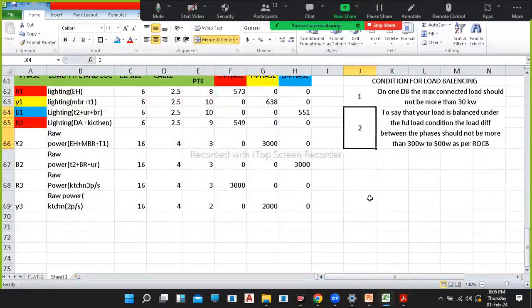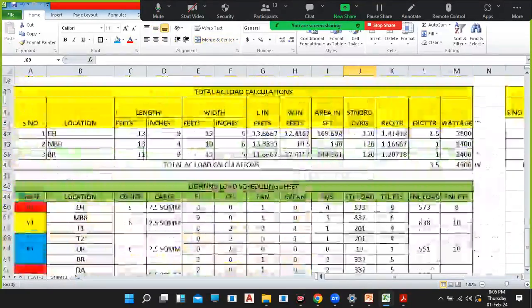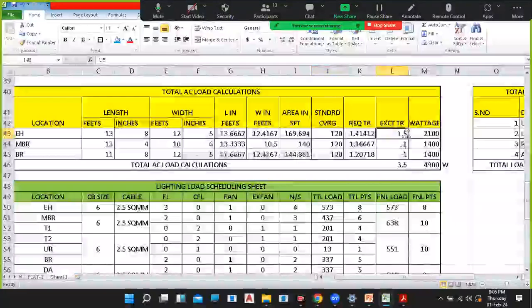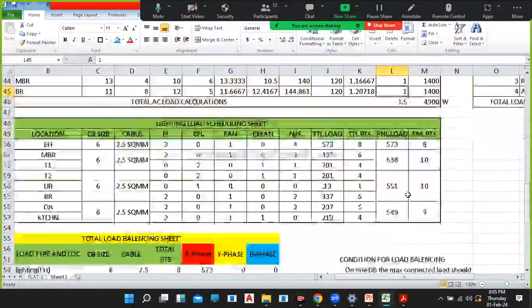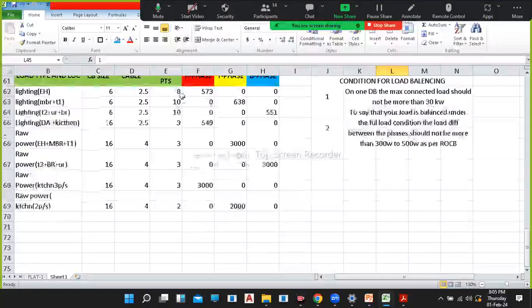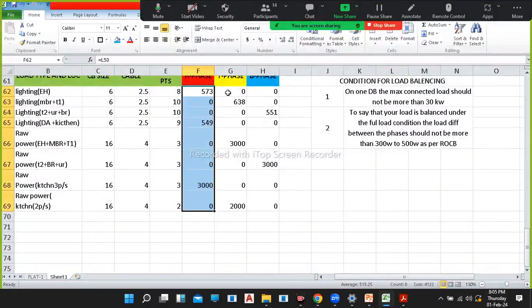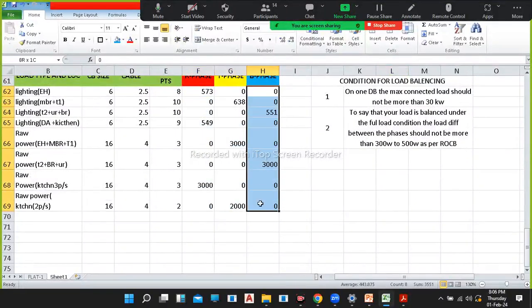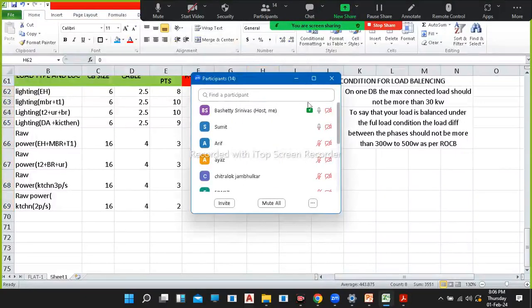I still have ACs left. Which ACs are left? One 1.5 ton has come and one 1 ton. I got 1.5 ton, 1 ton and 1 ton. So now, first, I'll cross check the total R phase, the total Y phase and the total B phase. Wherever you have lower loads, try to put an AC in that load so that your load will be okay. Am I clear? Yes.